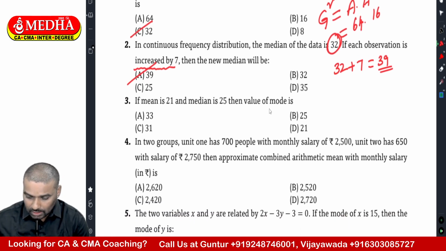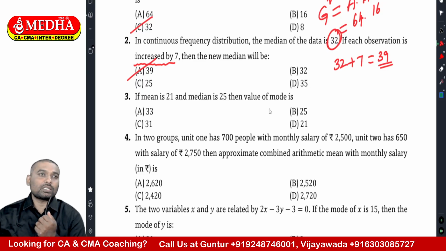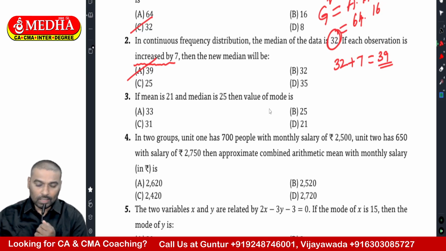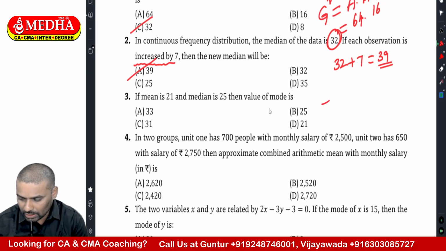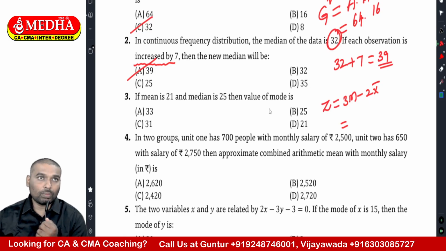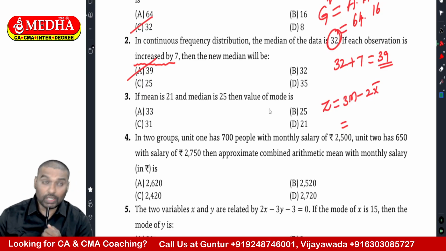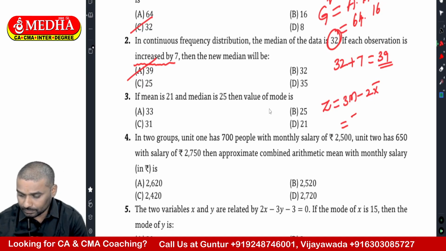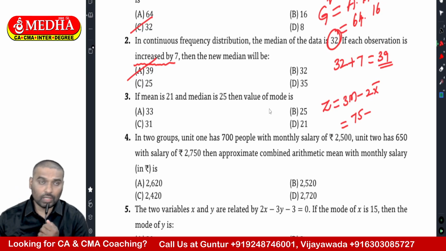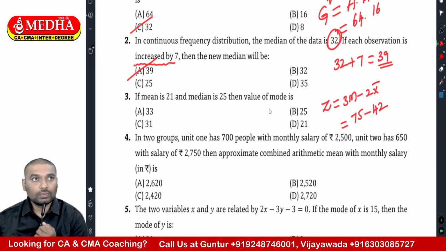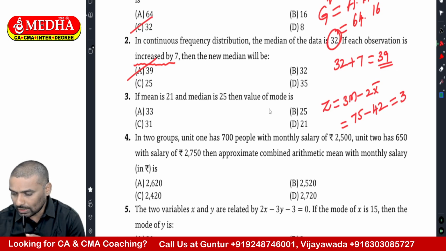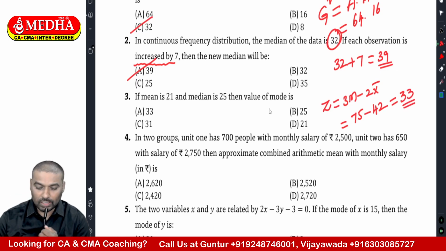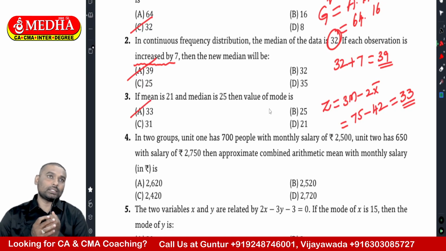Now bit number 3. This one is based on the relationship between mean, median, mode. The mode is equal to 3 median minus 2 mean. So 3 into 25, that is 75, minus 2 into 21, that is 42. 75 minus 42, that is 33. The value of the mode is 33. Then option A is correct.